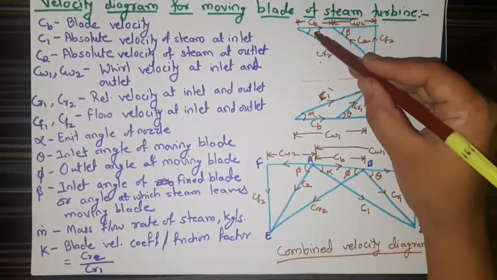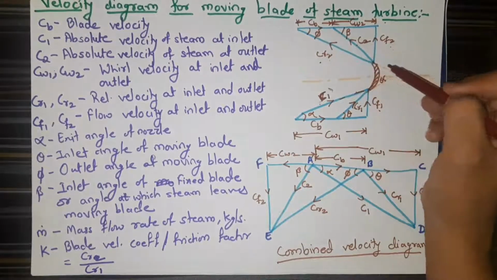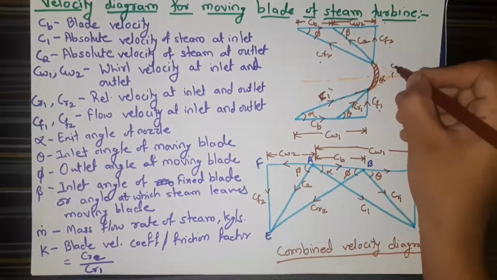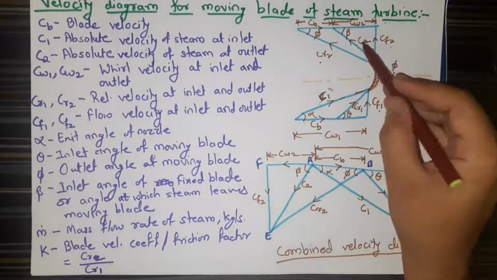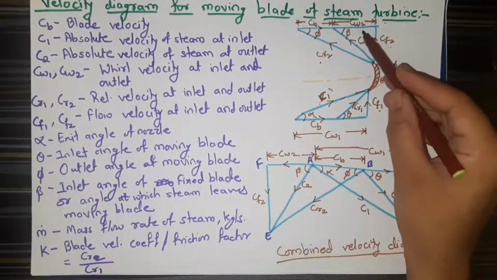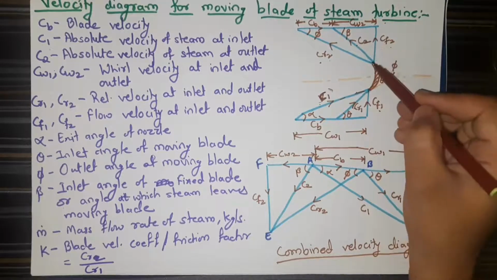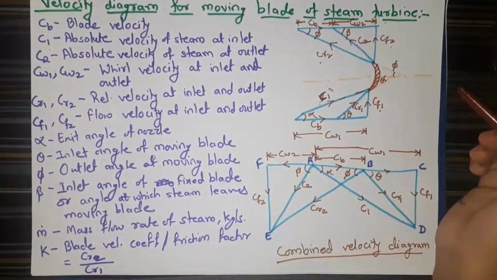Phi, outlet angle of the moving blade. So this is phi. Beta is angle made by this C2. That means angle at which steam leaves the moving blade.